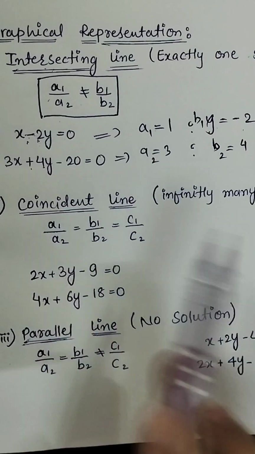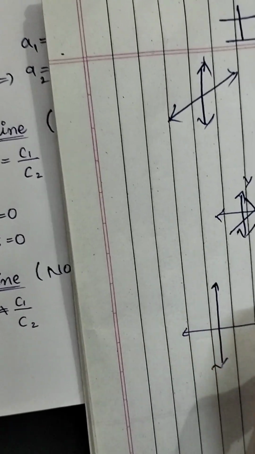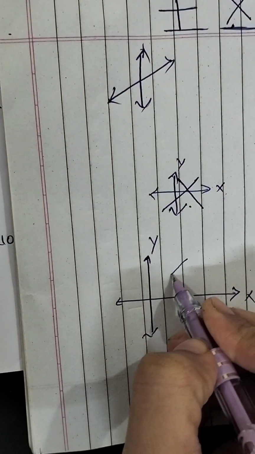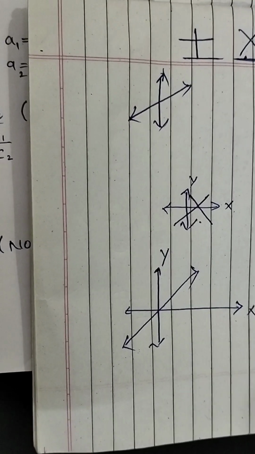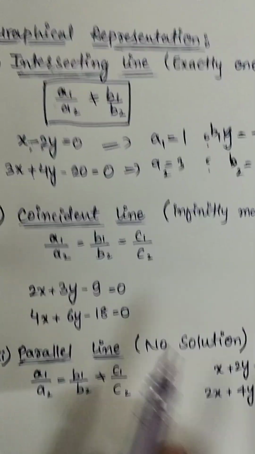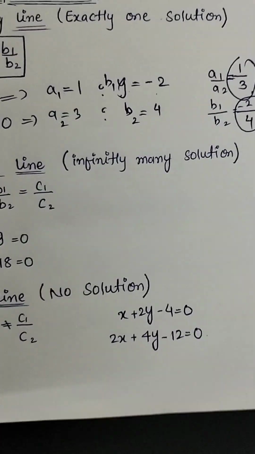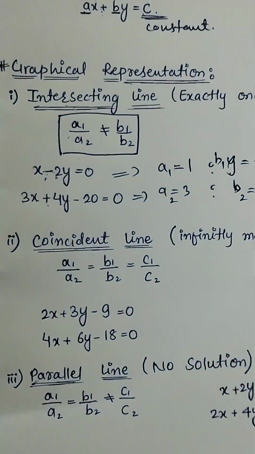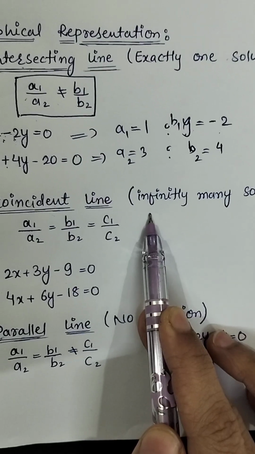What is meant by a coincident line? Now consider we have the x-axis and y-axis. If the line passes through the origin, then the line is known as a coincident line. If the line passes through the x-axis, then the lines are known as coincident lines. What solutions do they have? They have infinitely many solutions.